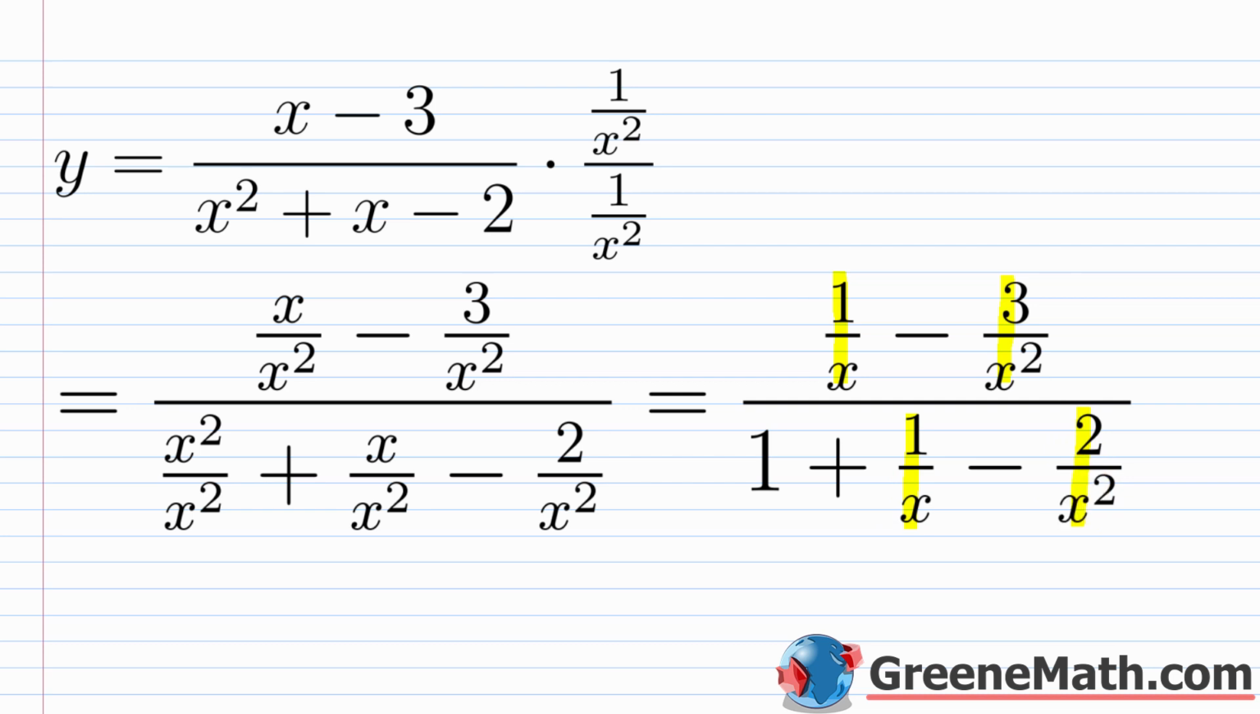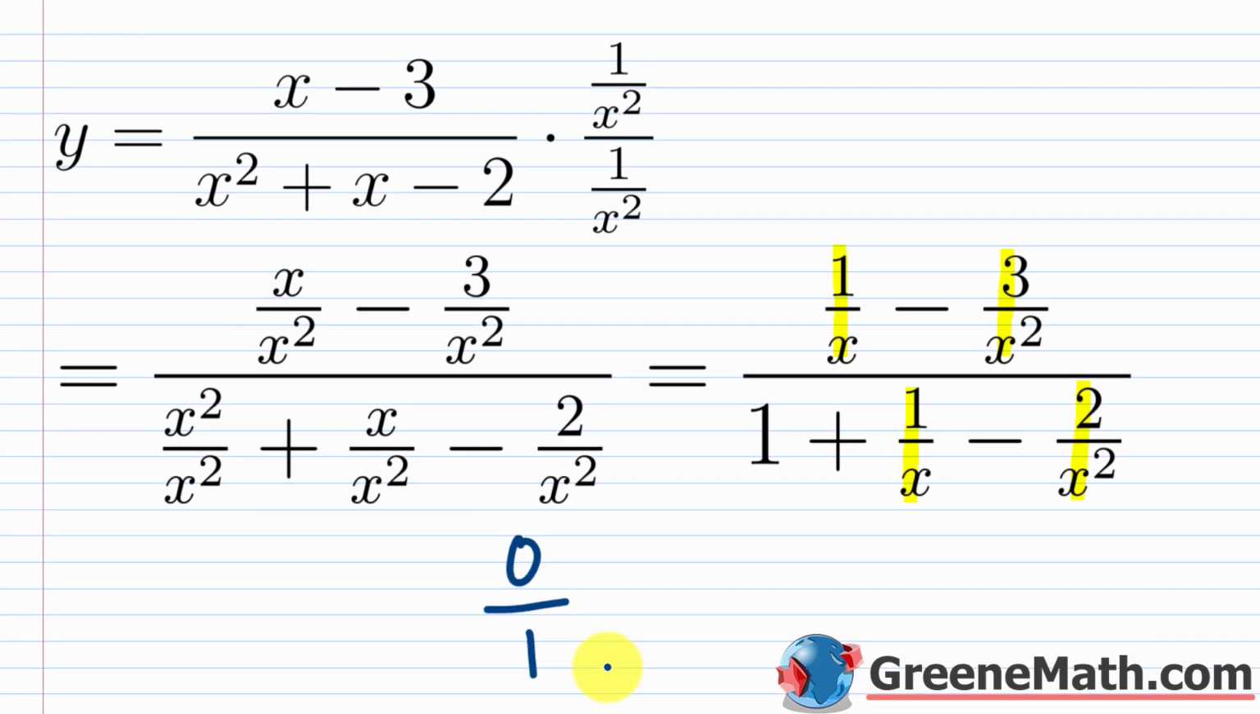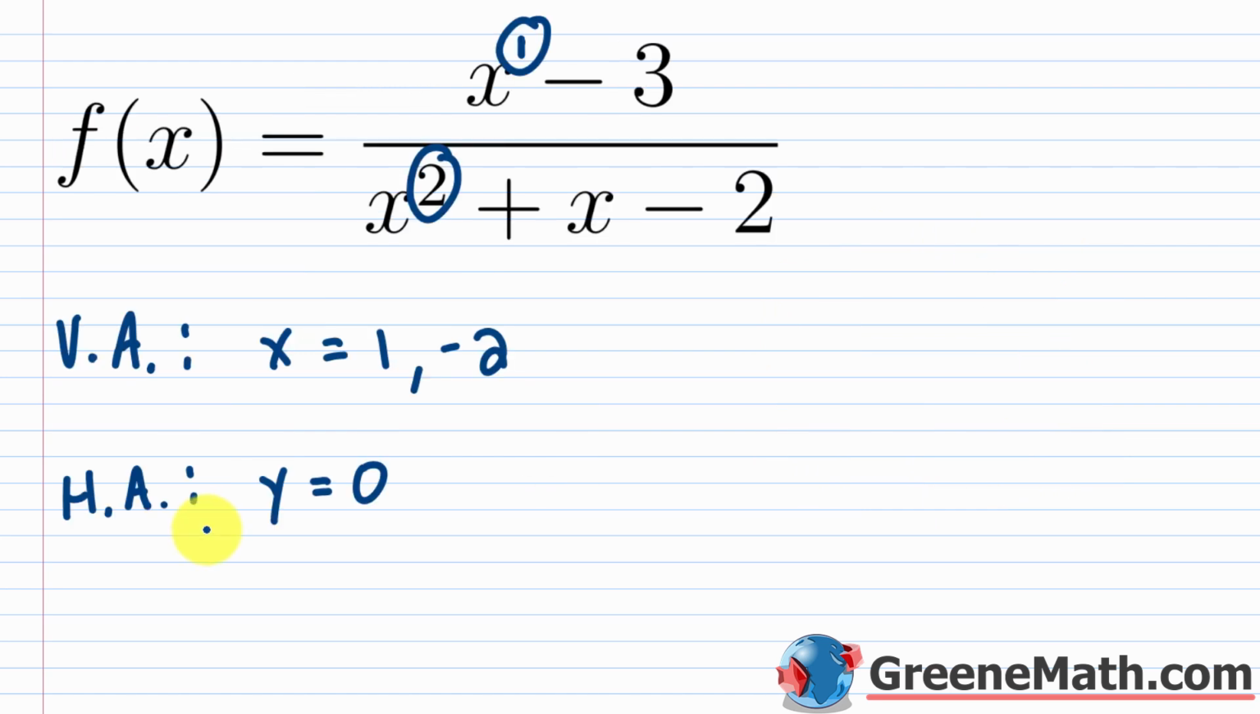So what would I have left in that case? In the numerator, 0 minus 0 gives you 0. In the denominator, you have 1 plus 0 minus 0, which is 1. 0 over 1 is equal to 0, since 0 divided by any non-zero number is 0. So as x approaches positive infinity or negative infinity, this approaches 0 over 1, which is 0. That means the line y equals 0 is your horizontal asymptote.